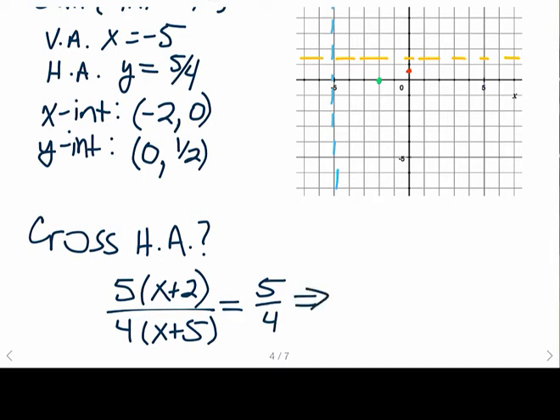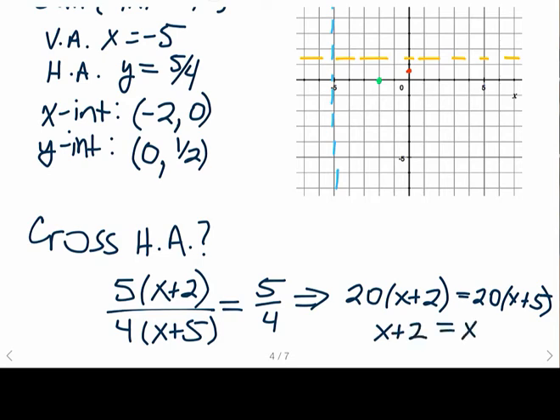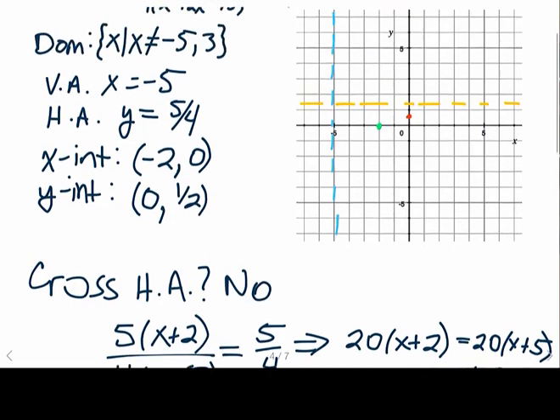And cross multiplying is going to give me 20 times the quantity of x plus 2 is equal to 20 times the quantity of x plus 5. And if I divide both sides by 20, then I get x plus 2 is equal to x plus 5. Trying to solve this gives me 2 is equal to 5. And since that doesn't happen, the answer is no. It does not cross the horizontal asymptote.